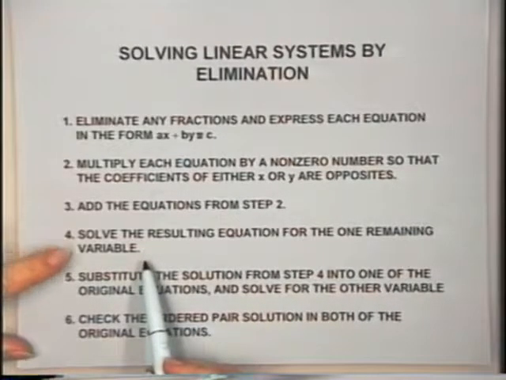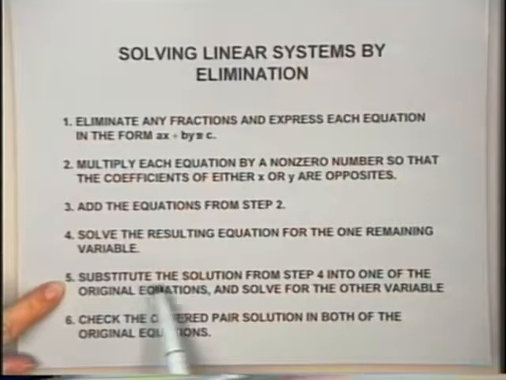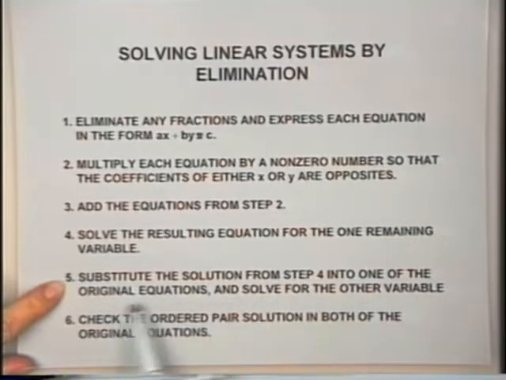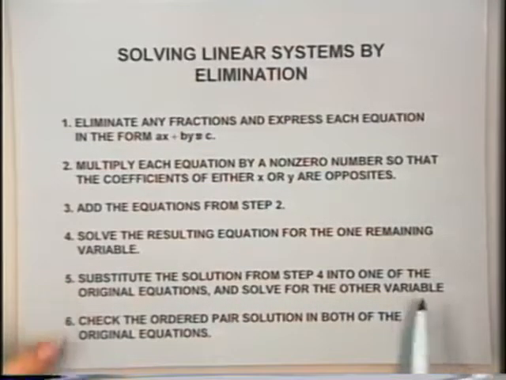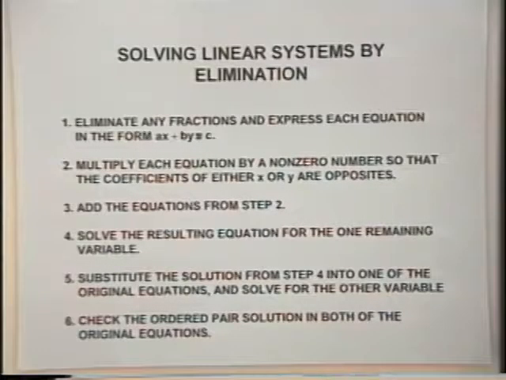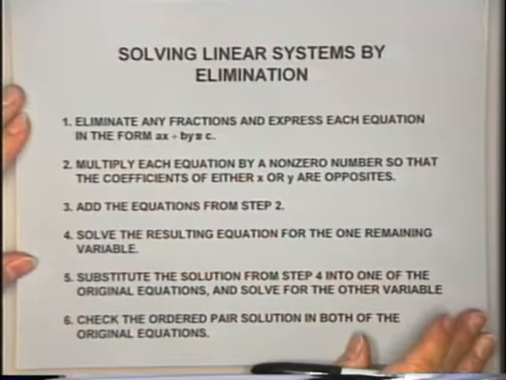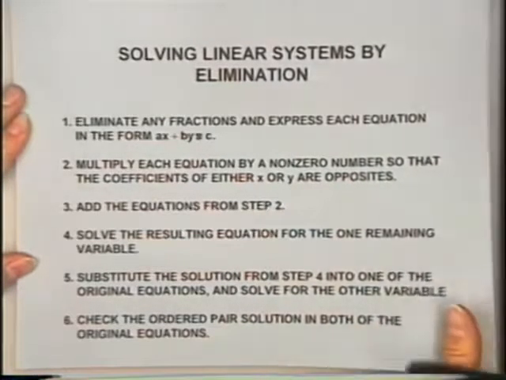Once we have the value of that variable, we will substitute the solution from step 4 into one of the original equations and solve for the other variable. And then, of course, we can check the ordered pair solution in both of the original equations. I've been leaving that check up to you just to save a little bit of time here on the video, but that is an important step.